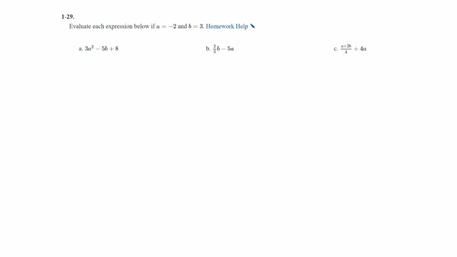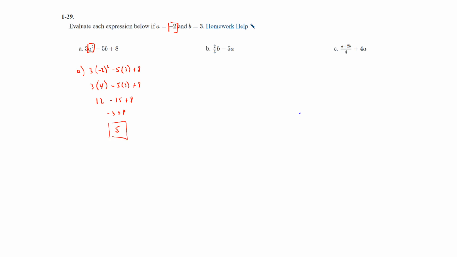Question 29. Evaluate each expression below if a is equal to -2 and b is 3. We're going to look at three different problems here. We're just going to plug in the values for a and b and then evaluate. So a is -2. Since the a is being squared, the -2 has to be squared, including the negative. Minus 5 times 3 plus 8. Order of operations, we do exponents first, then multiplication and division. So that would be 12 minus 15 plus 8. Addition and subtraction work left to right. -3 plus 8 is 5.